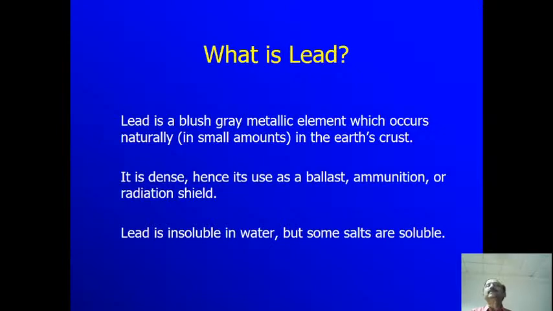See, lead is a bluish gray metallic element which occurs naturally in small amounts in the Earth's crust. It is dense, hence it is used as a ballast. What is a ballast? A ballast is basically something which is used in ships, heavy things, to displace water. It is a sort of an inert compound, heavy and inert. It is used in ammunition and also used as a radiation shield.